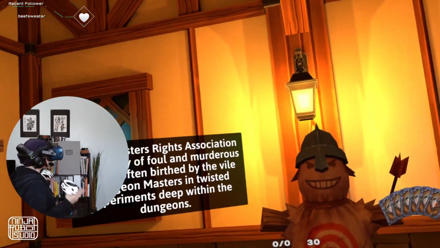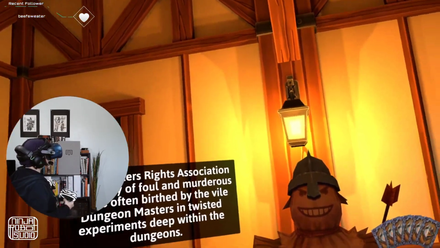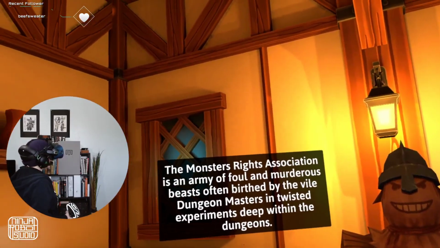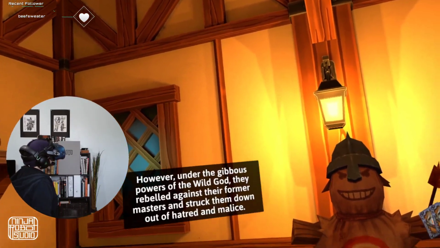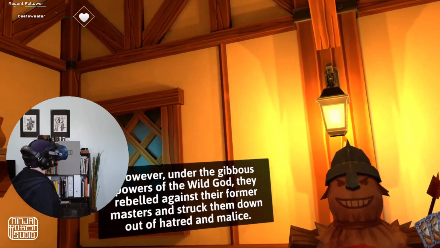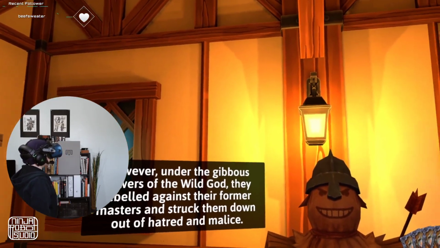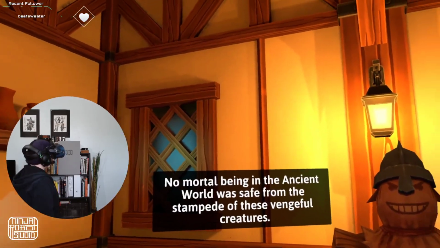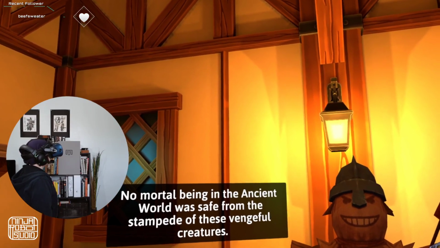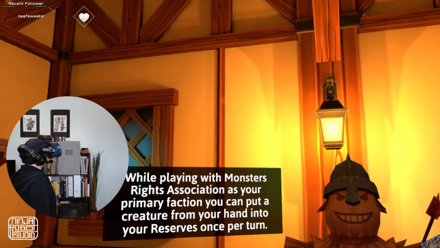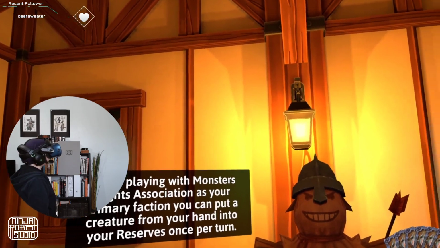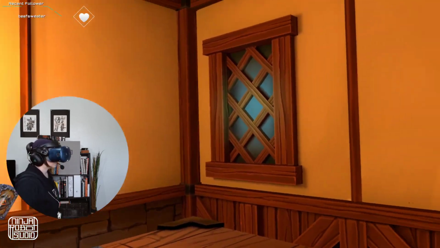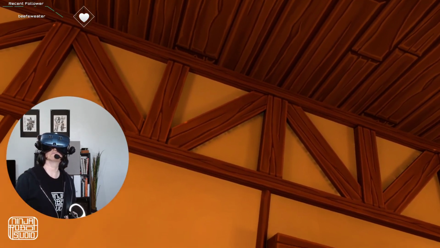Don't auto-progress the Monsters' Rights dialogue, Association because is an I'm army missing of foul half and of it, murderous beasts, because it's going too often fast birthed and I'm by the trying vile to dungeon masters do and other twisted things. experiments deep within the dungeons. However, under the gibbous really powers of the frustrating. wild god, they rebelled against their former masters I'm and missing struck most them of it. down out of hatred and malice. No mortal being in the ancient world was safe from the stampede of these vengeful creatures. While playing with Monsters' Rights Association as your primary faction, you can put a creature from your hand into your reserves once per turn. Grab Skywatcher Sentry from your hand.